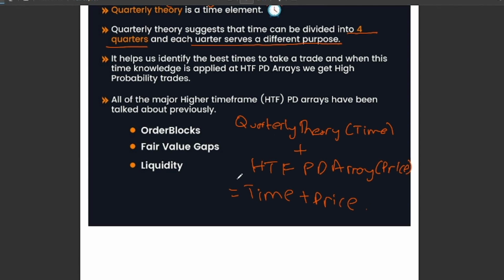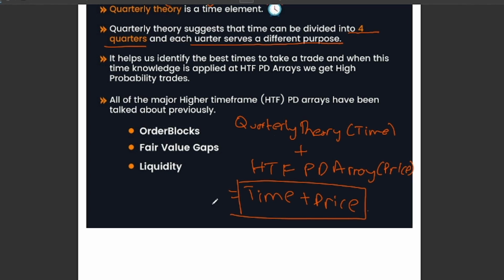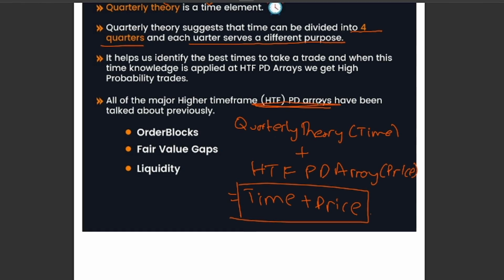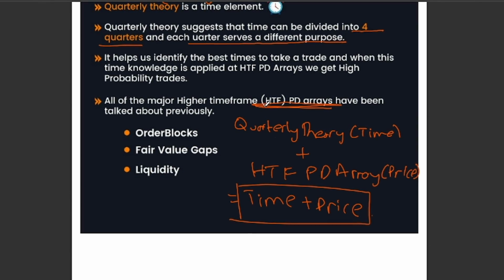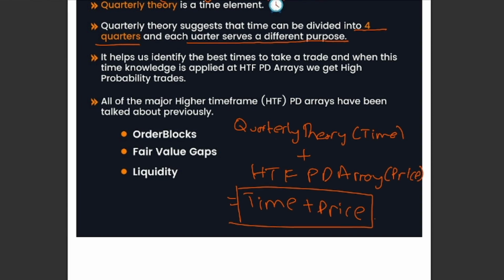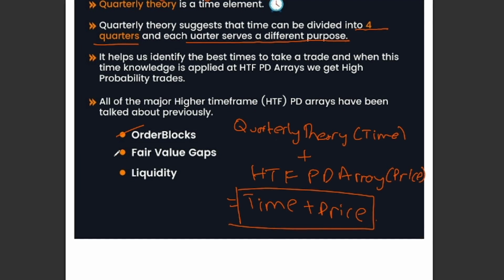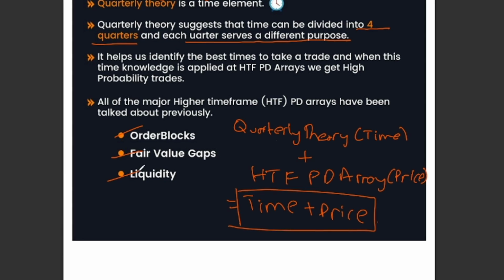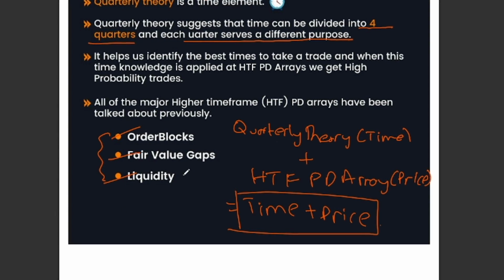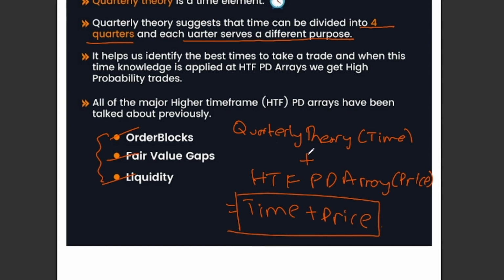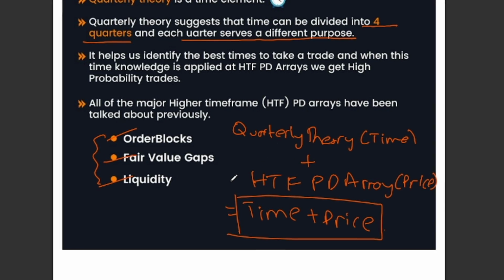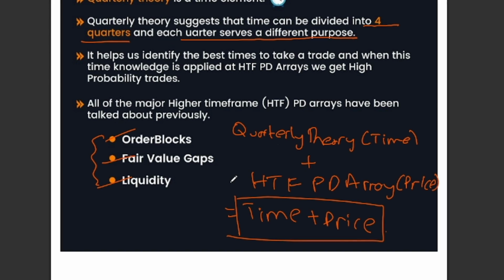Quarterly theory is used to combine time and price and take trades from higher time frame PD arrays at the correct timing. And what are higher time frame PD arrays? Higher time frame PD arrays are of 3 types: order blocks and their types, fair value gaps and their types, and liquidity. You can study all 3 of these PD arrays in the previous videos, and this is just a brief overview of the quarterly theory. Now let's move on to how to mark quarters for quarterly theory.